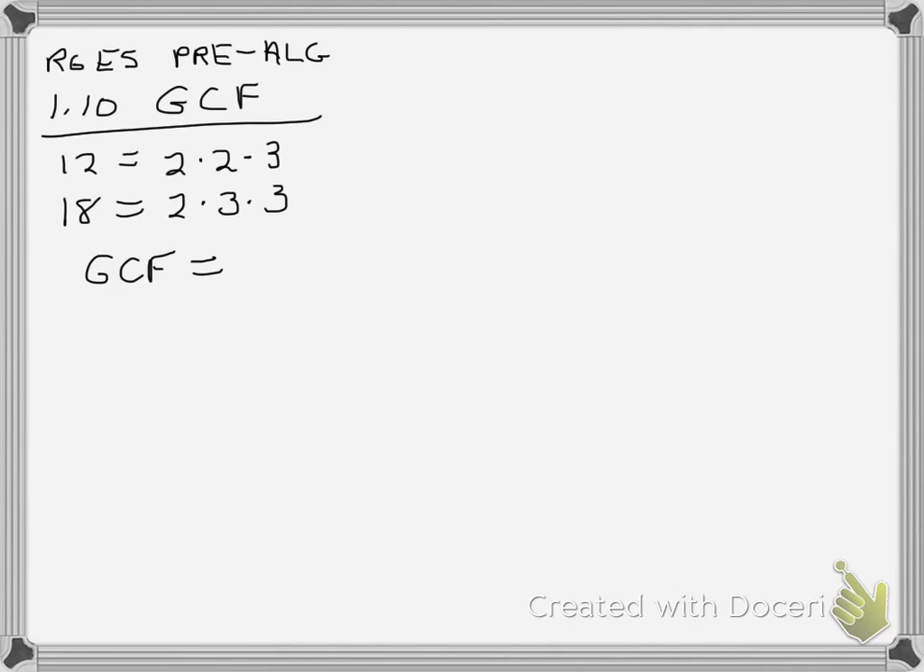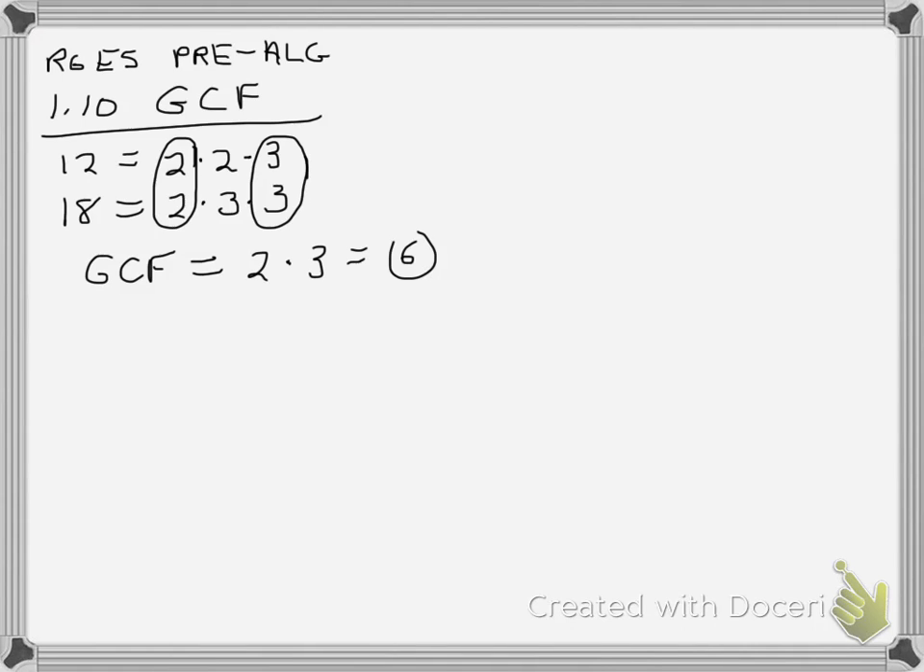Okay, so I'm looking for the ones they share. What are the ones in common? Well, they have 1, 2 in common and 1, 3 in common. Even though 12 has an additional 2, the 18 does not. And even though 18 has an additional 3, the 12 does not. So we do not include the others. And when I multiply that out, I get 6. That would be the way we find the greatest common factors.